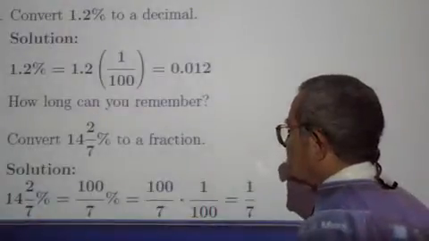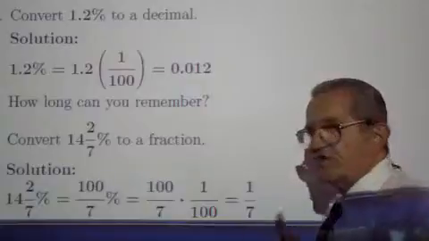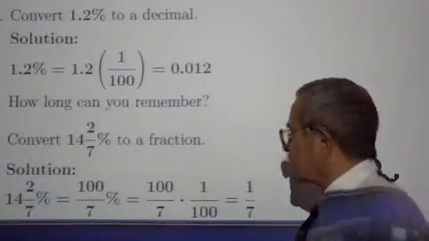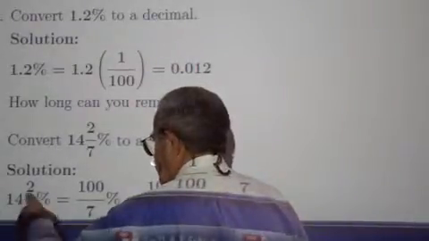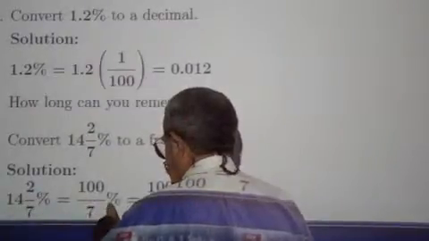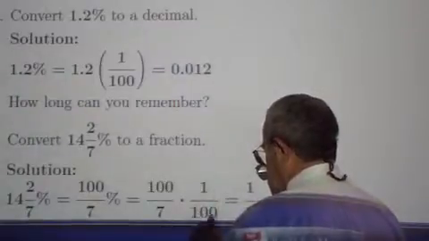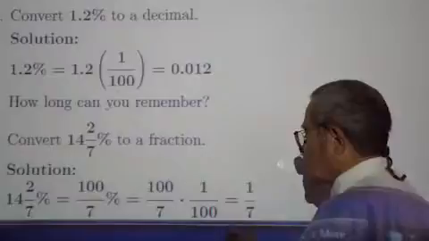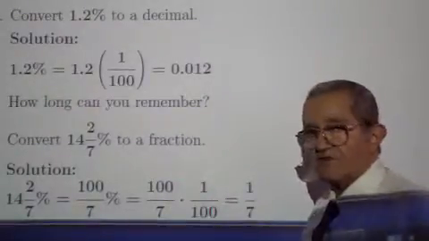Convert 14 and 2/7% to a fraction. No decimals, okay? A fraction. First, you want to convert 14 and 2/7 by saying 7 times 14 is 98 plus 2 is 100 over 7%, 100 over 7% per 100. The 100 drops out, you get 1 over 7. 1 over 7 is exactly 14 and 2/7%.